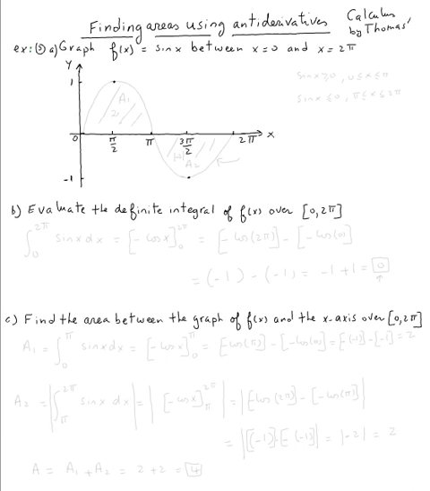The topic is finding areas using antiderivatives. So let's do question A. Graph f of x equals sine x between x equals 0 and x equals pi. So that's a simple one. We go y equals sine, it just looks like that. And then of course it continues, but we're just graphing it to 2 pi.